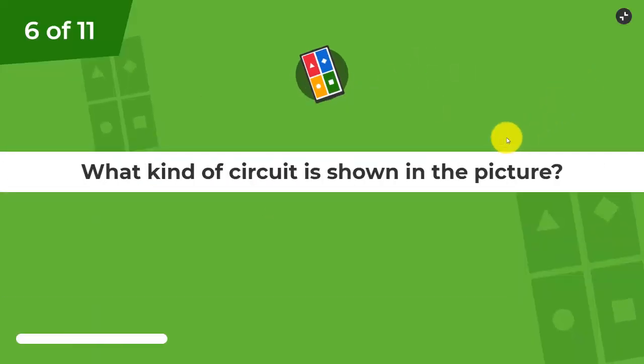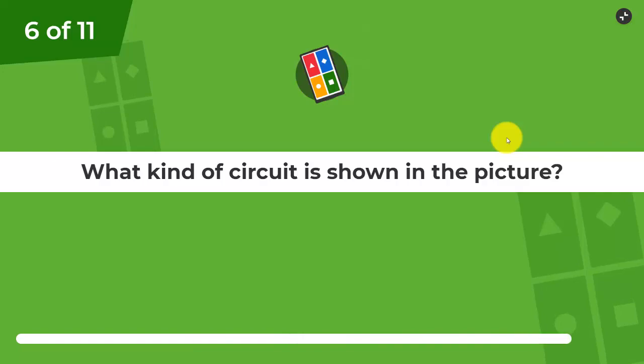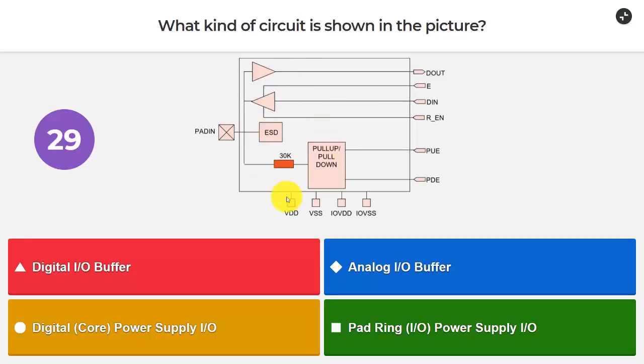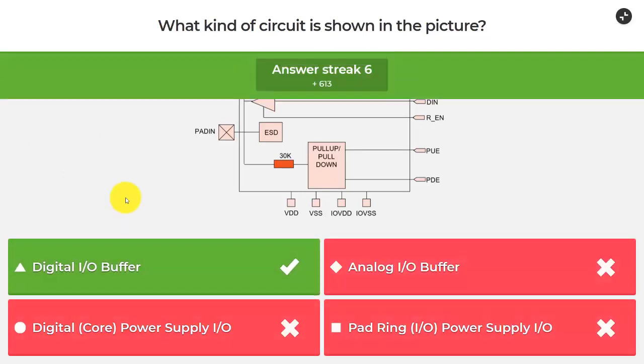Question number 6, what kind of circuit is shown in the picture? So here we have a picture of some sort of circuit with a buffer over here and a buffer over here and a bunch of ports, and some pull up and pull down, some ESD, some pad in, maybe a resistor, some VDDs. What is it? Is it a digital I/O buffer, an analog I/O buffer, a digital or core power supply I/O, or a pad ring power supply I/O? Well, that's obviously a digital I/O buffer.